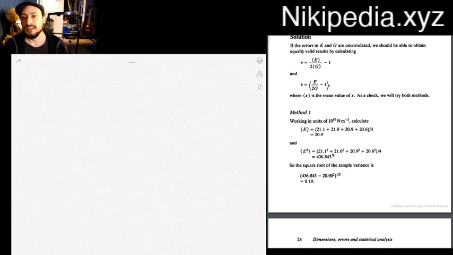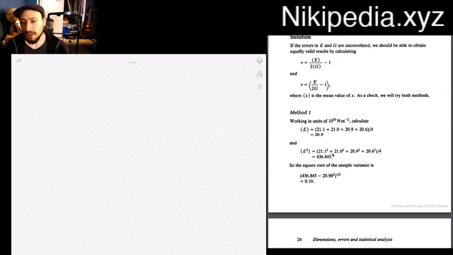If the errors in E and G are uncorrelated, we should be able to obtain equally valid results by calculating the average of the Young modulus divided by 2 times the average of the shear modulus, minus 1. And nu equals everything averaged, where x averaged, or the mean of x, is the mean value of x. As a check, we will try both methods.